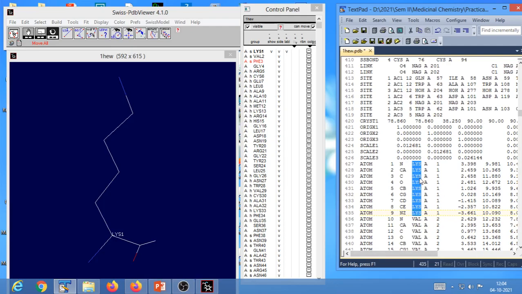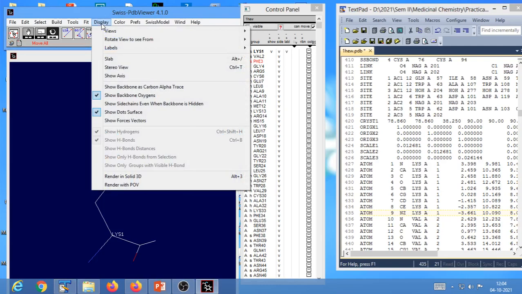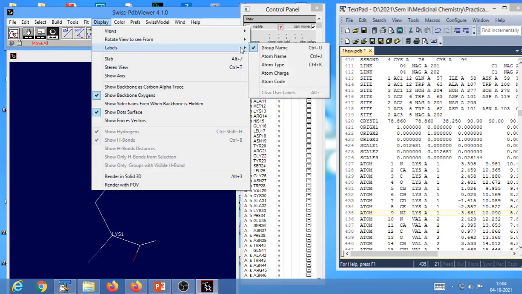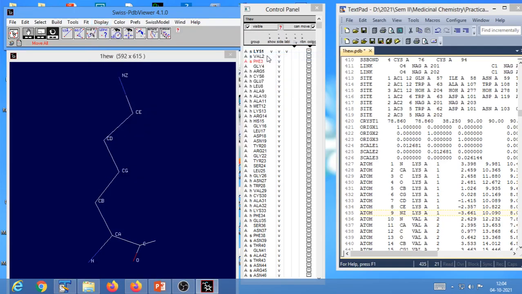Now, in order to understand in more detail, we have just labeled the amino acid residue and the number. For the sake of simplicity, you can display the labels as atom names so that you can visualize what the different items present are.